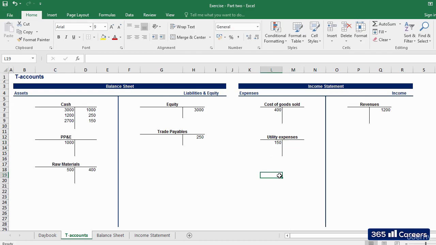In our next video, we will complete the list of transactions for this exercise, which will allow us to build a balance sheet and an income statement.